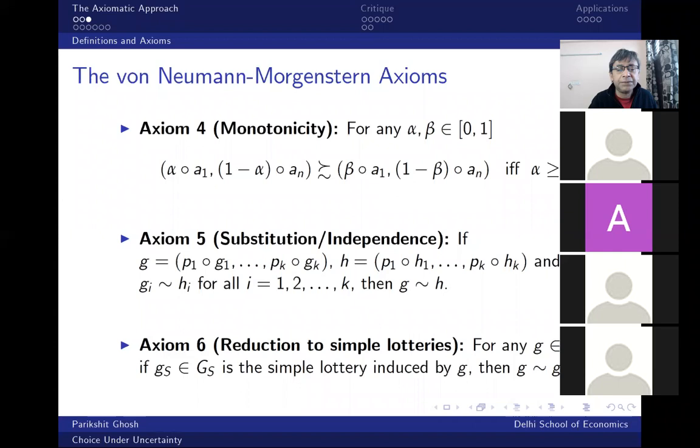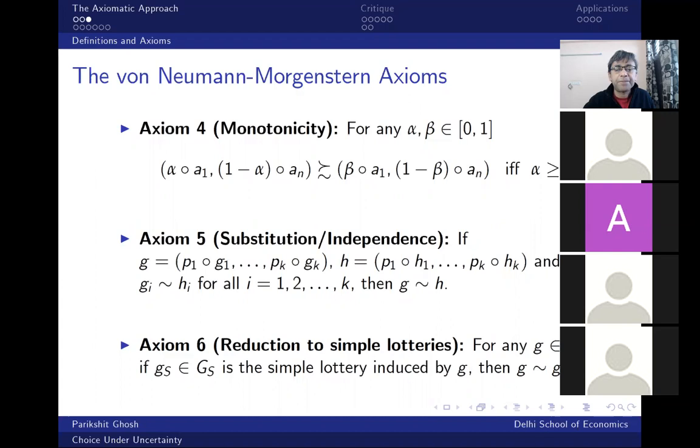Okay, let me skip axiom 5. Let me jump to axiom 6, and then I'll come back to axiom 5, because axiom 5 is the tricky one that I mentioned. What is axiom 6 saying? Axiom 6 is saying that for any lottery, essentially the spirit of axiom 6 is that the process doesn't matter, or how many layers of uncertainty there are doesn't matter to the agent. What the agent really cares about is the final distribution over the outcomes.